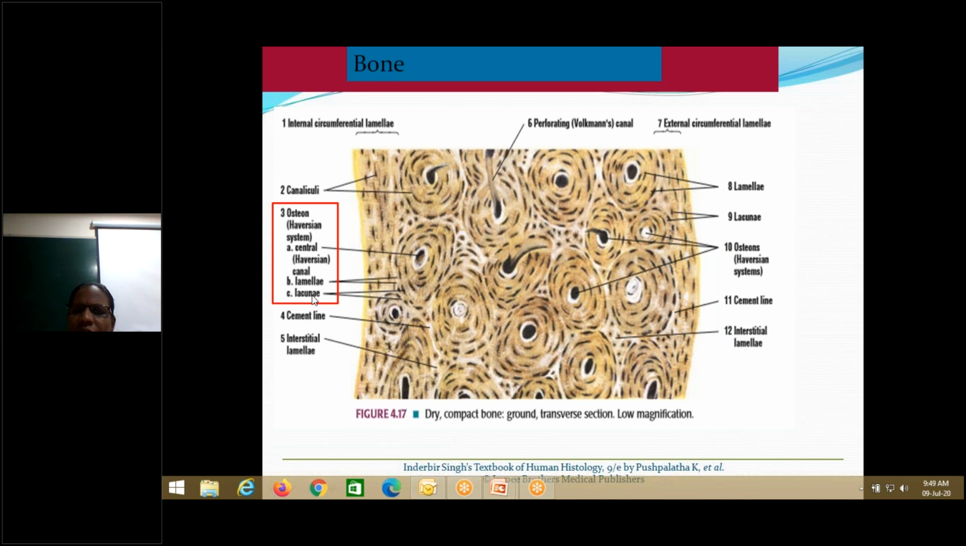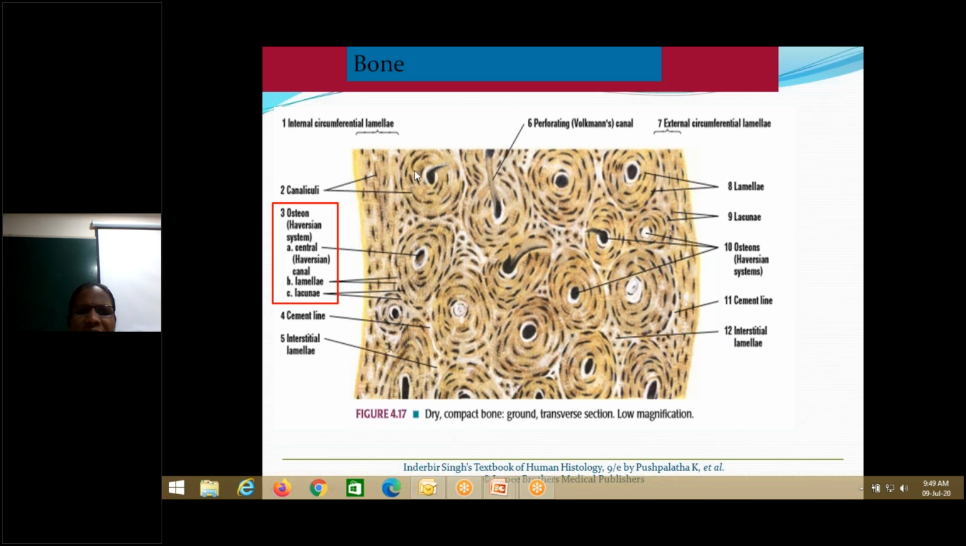So what do the canaliculi contain? From the osteocyte, the protoplasmic processes come into the lacunae part. The protoplasmic processes of the osteocytes are present within the canaliculi.